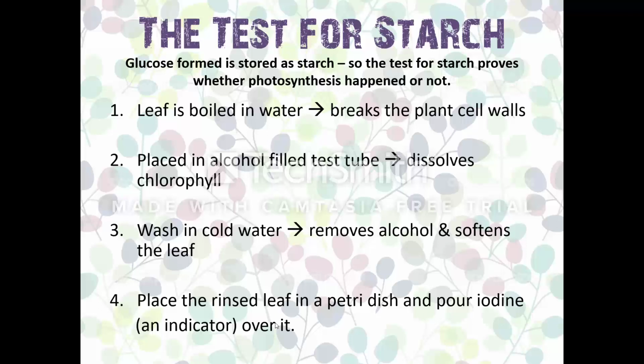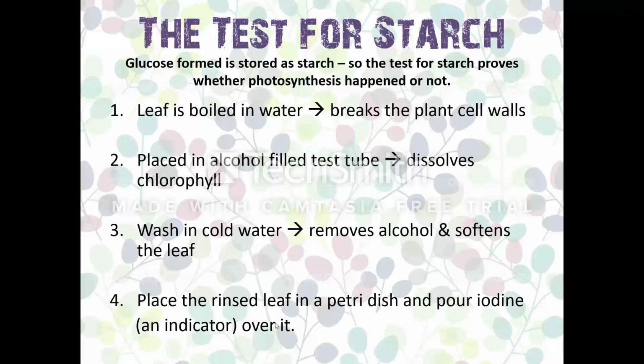Then I'm going to remove that leaf and I'm going to wash it in cold water. Okay, when I wash it in cold water, I'm getting rid of any alcohol or ethanol that was left on the leaf, and I'm going to soften it up again. It goes quite hard when we put it into the ethanol. That leaf, that soft leaf that I've rinsed now, I'm going to place in a petri dish.